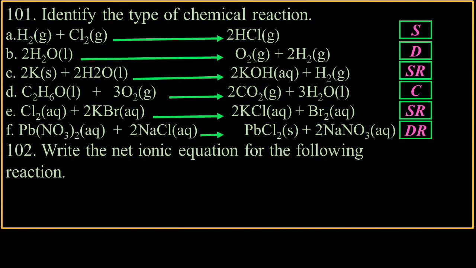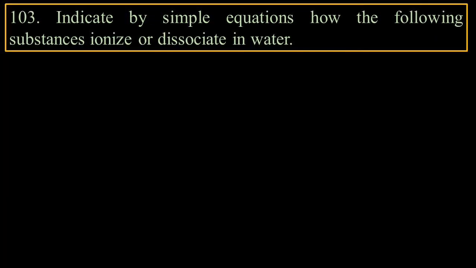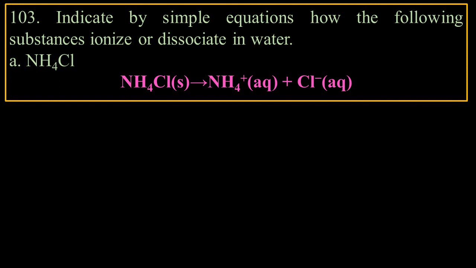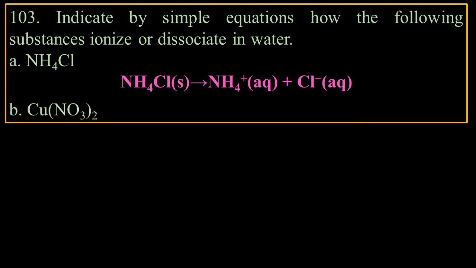Write the net ionic equation for the following reaction. I'm not sure what that means, but it indicates by simple equations how the following substances ionize or dissociate in water. So that's going to be NH4 plus 1 plus Cl minus 1. Let's see if that's right. That's right. And notice they're going to be aqueous. Ammonium chloride is a solid at room temperature, undissociated.